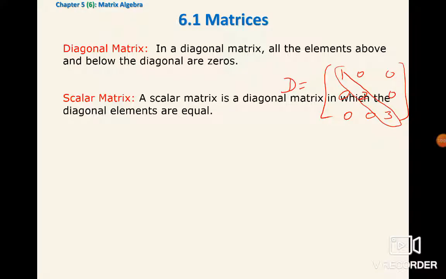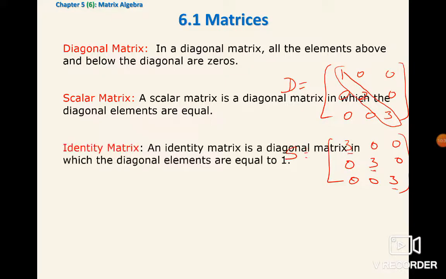Next, scalar matrix. If all the entries in the diagonal are the same, it is a scalar matrix, called S. You can try 3 0 0 0 3 0 0 0 3. This is a diagonal matrix, a special case where all diagonal entries are equal, isn't it? So they are equal: S11 is 3, S22 is 3, S33 is 3. So that is called a scalar matrix.